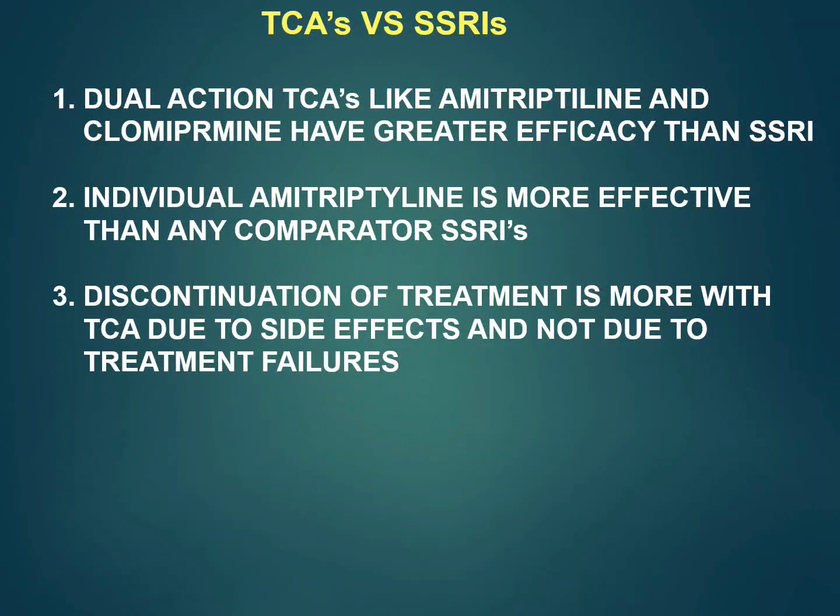Now, tricyclic antidepressants with dual action, like amitriptyline and clomipramine, have greater efficacy than SSRIs. Individually, amitriptyline is more effective than any comparator. Discontinuation of treatment is more with TCAs because of their side effects.